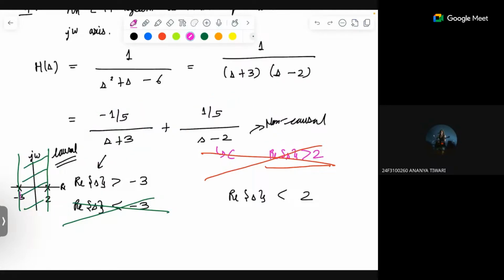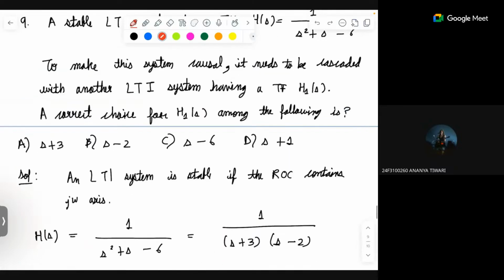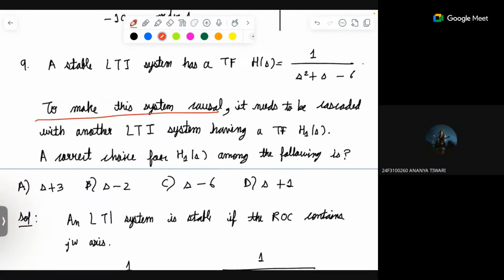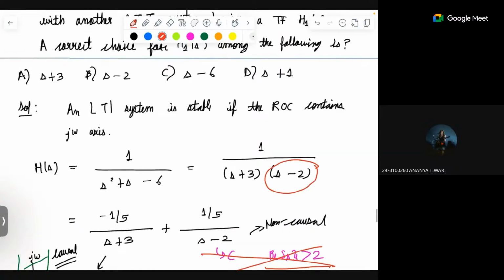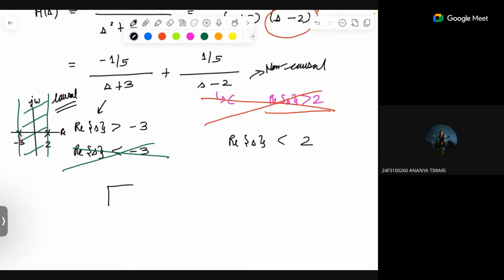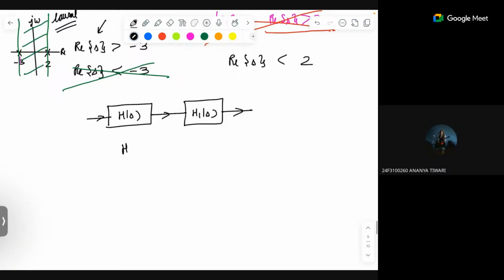Now in the question, it was asked to make this causal. So in order to make it causal, we have to remove the non-causal part. The non-causal part corresponds to this, so we want to remove this. When we cascade the two systems, so this is h of s, this is h1 of s, they are multiplied. So h of s is multiplied with h1 of s.